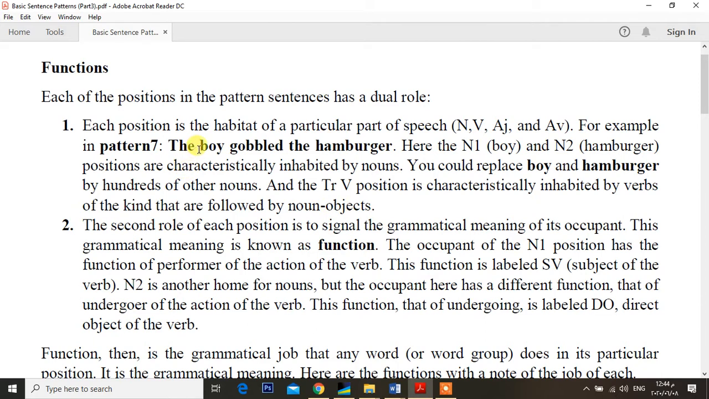So here, boy and hamburger, namely noun 1 and noun 2, can be replaced by many nouns, because this slot belongs to a noun, or is occupied by a noun, and this slot also is occupied by a noun.